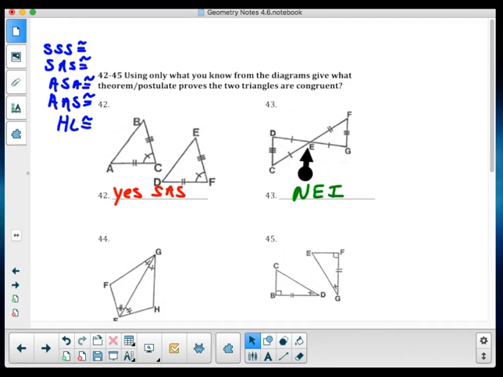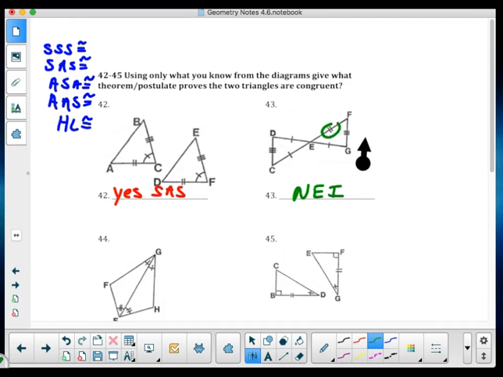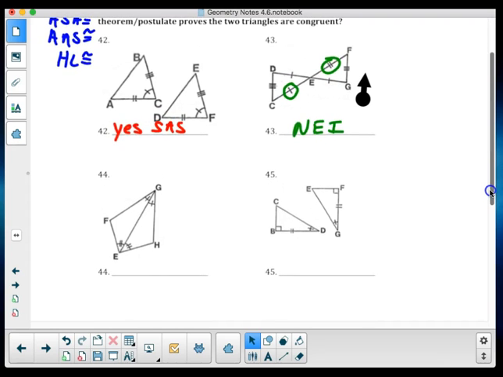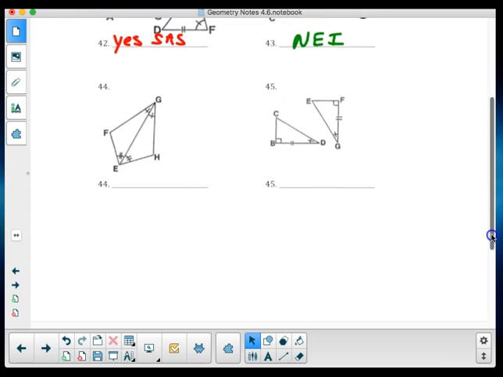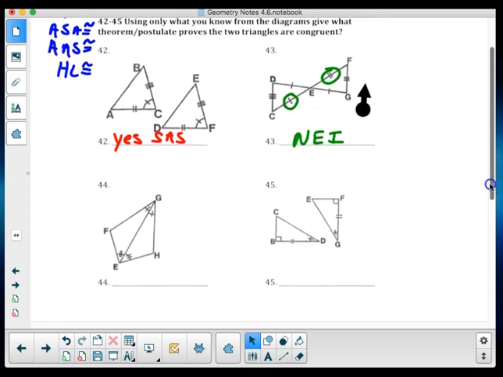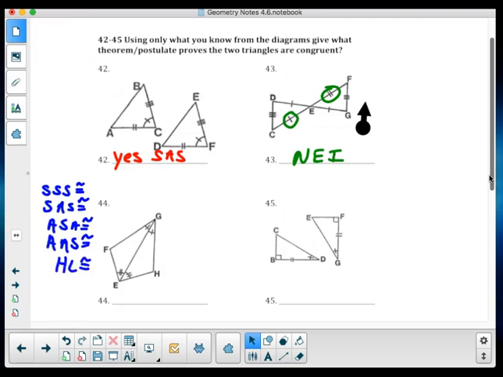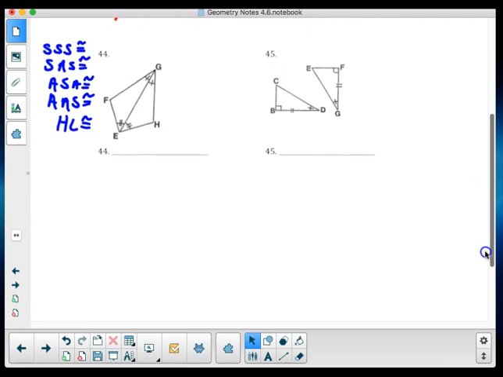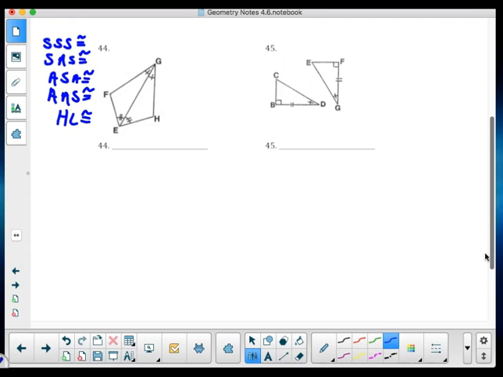Not enough information, but it's because of this marking right there. That marking and this marking should kind of correspond in this, and they don't. So that's my concern, and I cannot say they're congruent. I just say not enough info. Now in 44, I'm going to bring these back down here. In 44 and 45, let's check that out. I've got my reflexive, and I got the angle, side, angle, and angle, side, angle. So I'm looking at yes, angle, side, angle congruence.